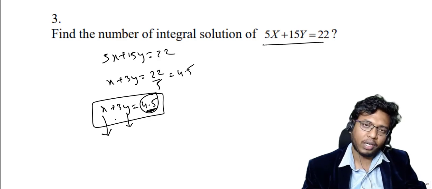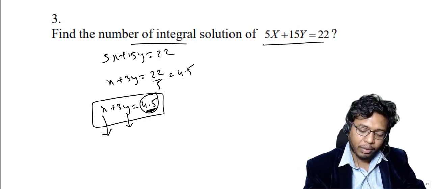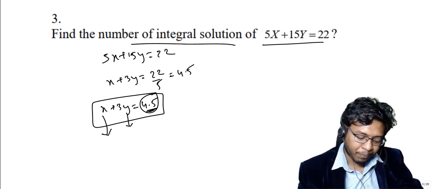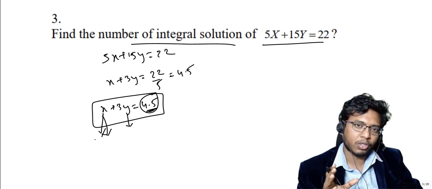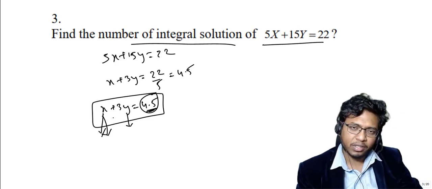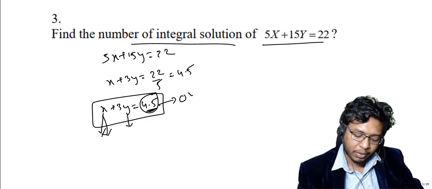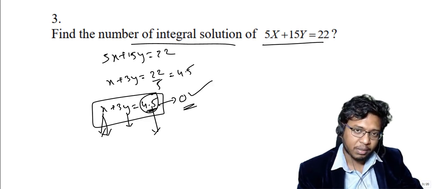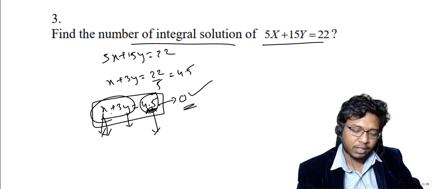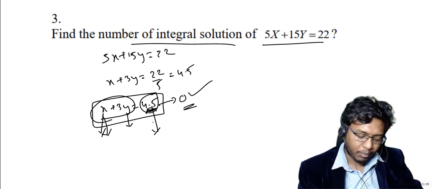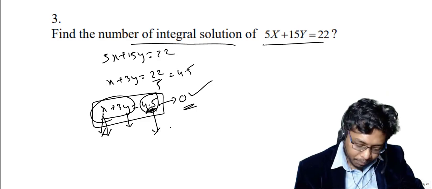Here both are integer numbers, because he said how many integral solutions are there. That means how many integer values are possible for x and y, such that x plus 3y will give you 4.5. So here, since it is not possible, the answer will be 0. Why? Because you are getting a decimal number when you are adding two integers. This is not possible, right? That means there are 0 solutions.